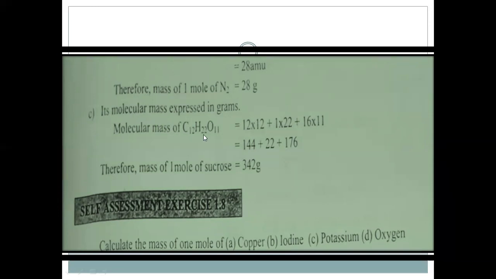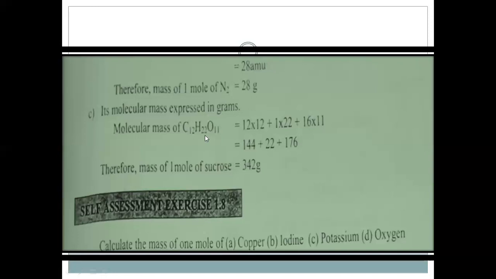Then the third one is for sugar, C12H22O11. So 12 into 12, there are 12 atoms of carbon, and atomic mass of carbon is 12, plus 1 into 22. 1 is the atomic mass of hydrogen, and multiply by 22, plus 11 atoms, and 16 is the atomic mass of oxygen. By solving all these, we will get the answer 342 grams. So these are the masses of 1 mole of sodium, nitrogen, and sucrose.